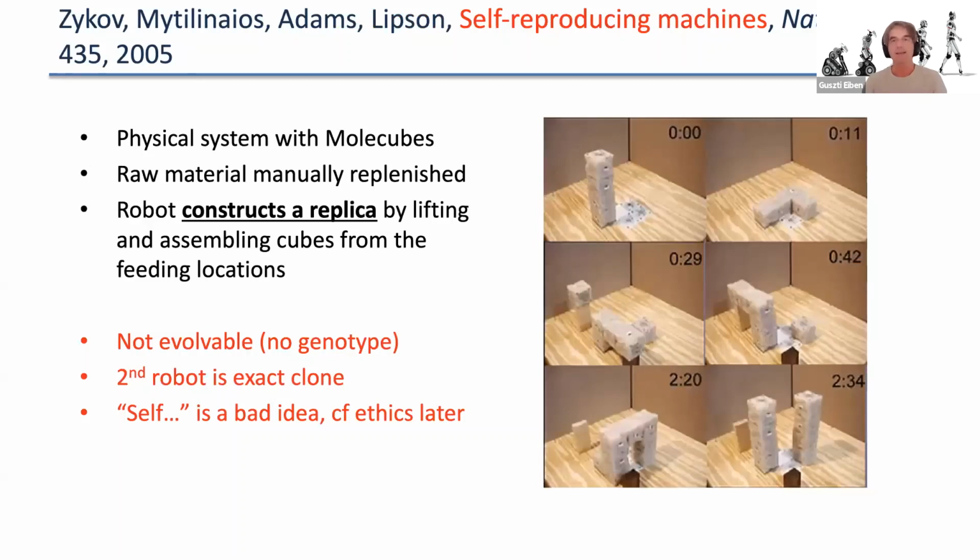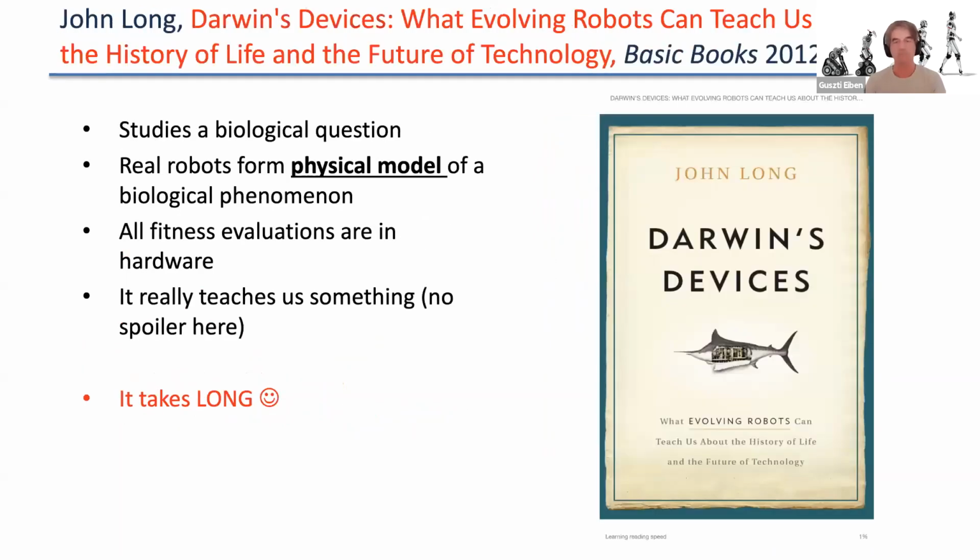Also a beautiful title about self-reproducing machines, again involving Howard Lipson in 2005, is far away from evolution because, yes, indeed, it shows that machines, physical objects can reproduce, but that reproduction means the creation of an identical clone, which means that it is evolutionarily not interesting. We don't have variation and therefore no selection.